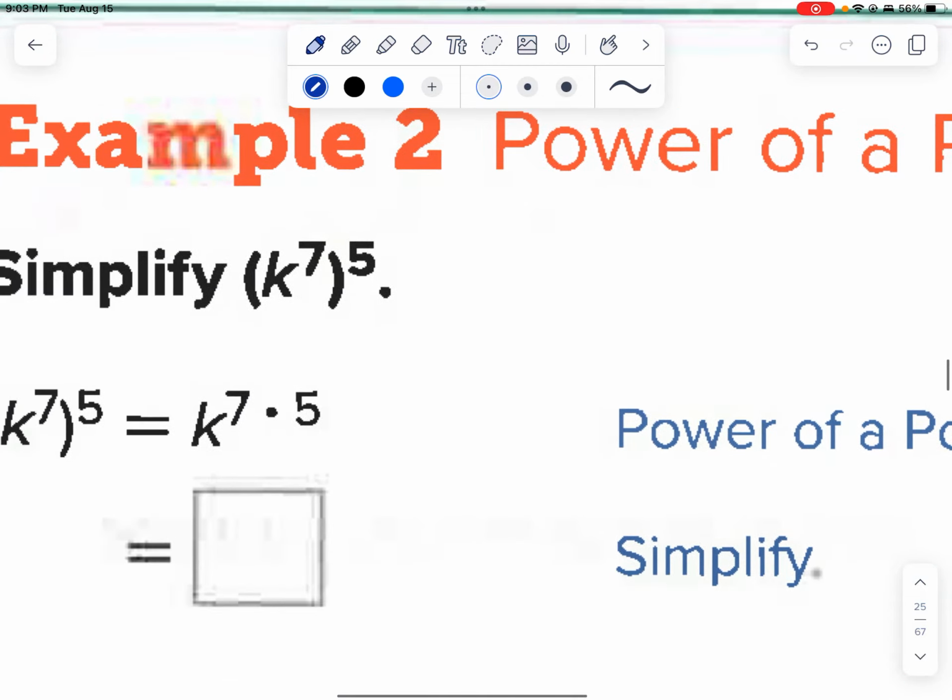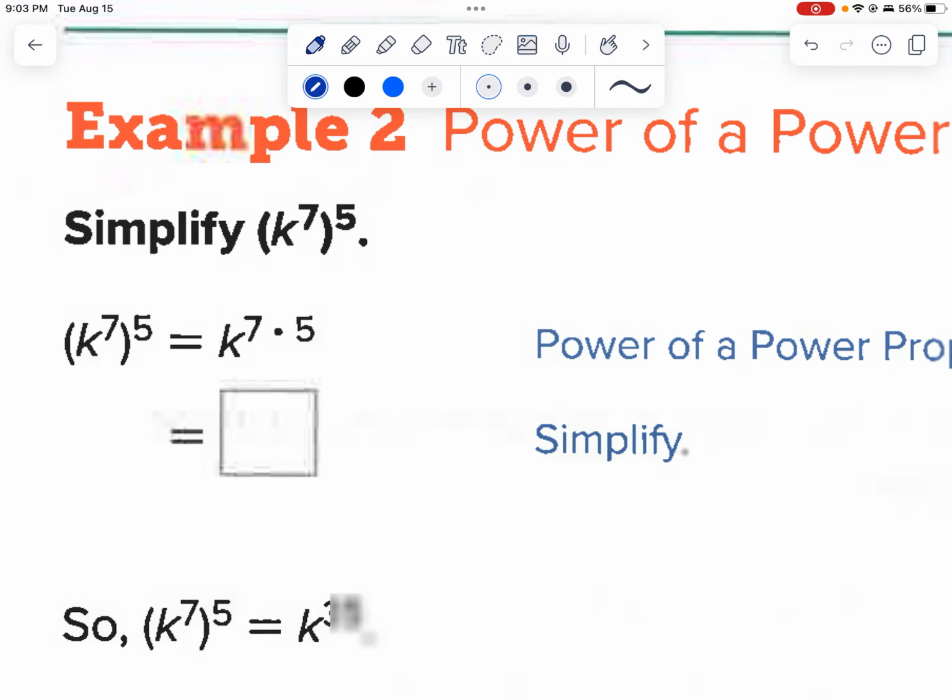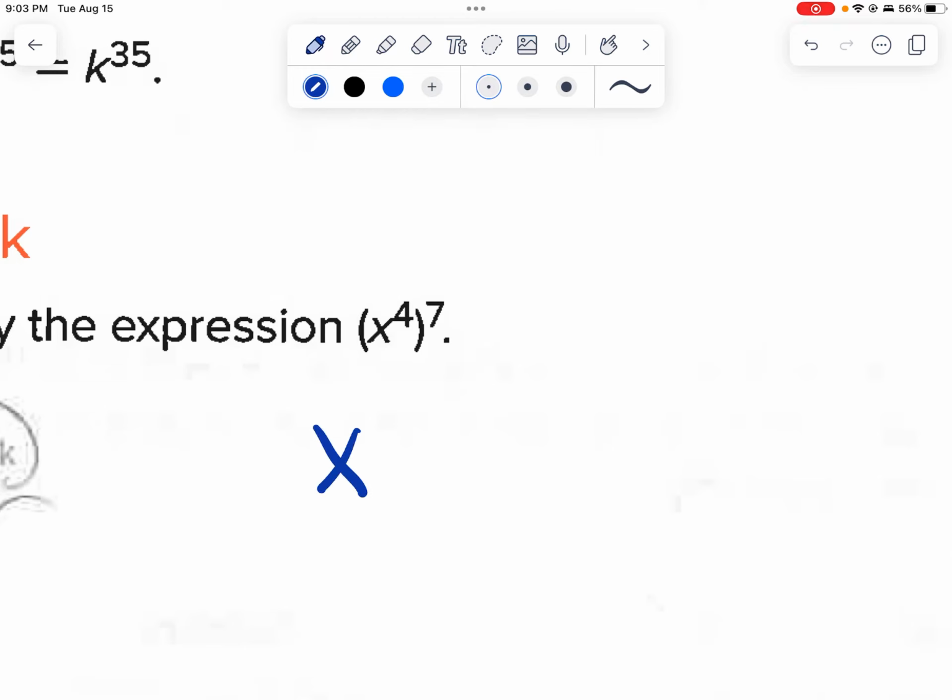Okay, now it's the same thing except for our base this time is a variable and not a number. I multiply these two numbers together and I get 35. Again, there's only one base, so I write the one base down. Then I look at the two exponents and I multiply them together and I get 28.